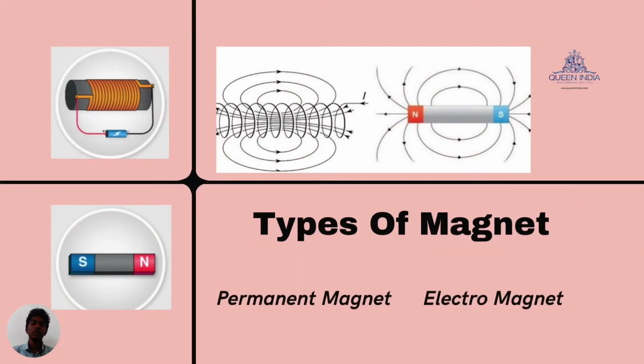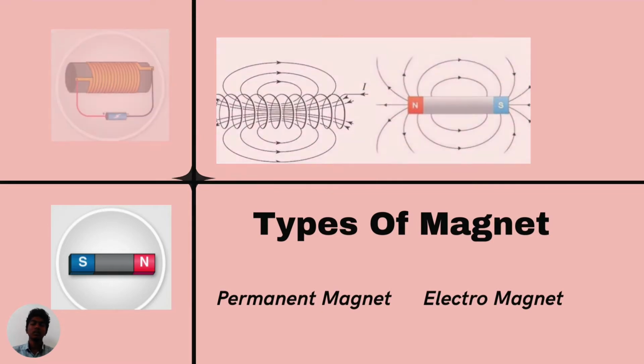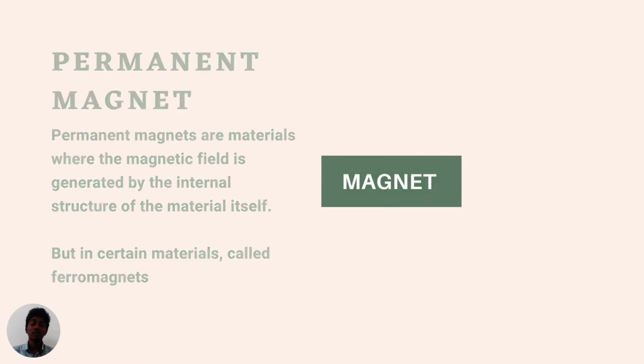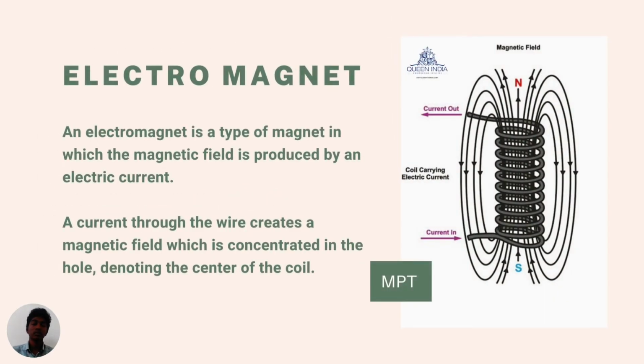Types of magnet: permanent magnet and electromagnet. Permanent magnets are materials where the magnetic field is generated by the internal structure of the material itself, but only certain materials, called ferromagnets. Electromagnet: a current through the wire creates a magnetic field which is concentrated in the hole denoting the center of the coil. An electromagnet is a type of magnet in which the magnetic field is produced by electric current.